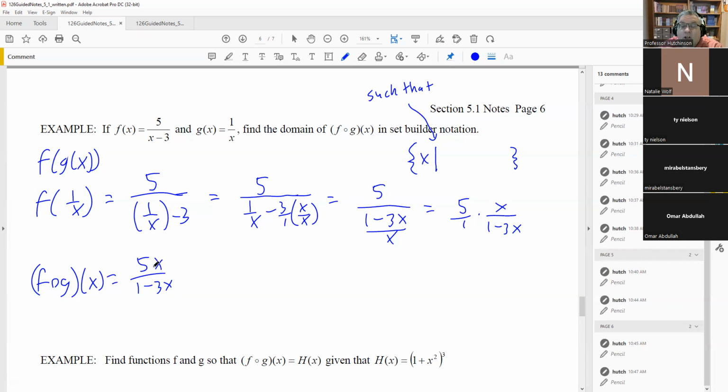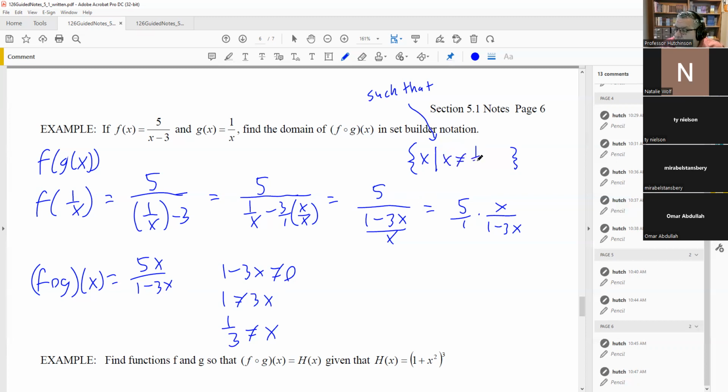Now for the domain, because we have a fraction, it's possible the bottom could equal 0. So I know that 1 minus 3x is not equal to 0. If I solve that, I get 1 is not equal to 3x, and I get that x is not equal to 1/3. If I put 1/3 into here, the 3's cancel out, I get 1 minus 1, so I get division by 0. So I know for sure that x is not equal to 1/3.